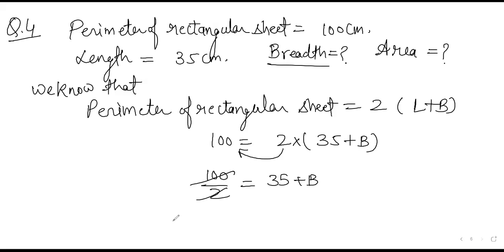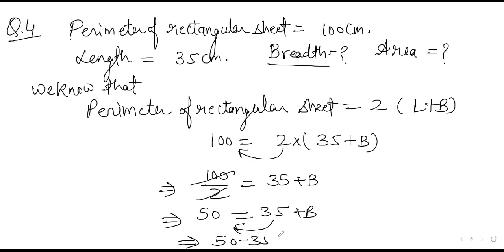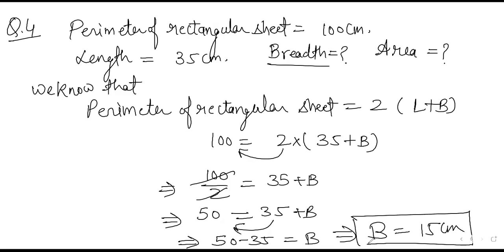So 100 upon 2 gives you 50, which is equal to 35 plus B. Now this 35 goes to this side and is subtracted from 50, so the breadth will simply be 15 centimeters. That means the breadth of the rectangular sheet is 15. Now the area is very easy.